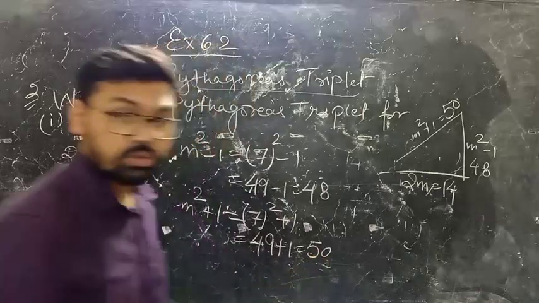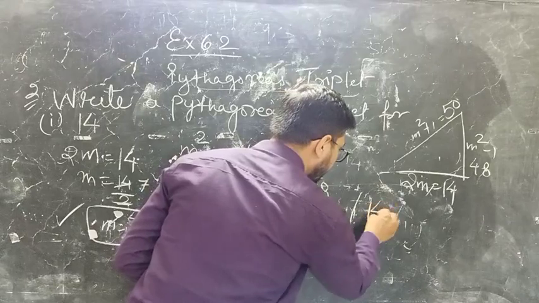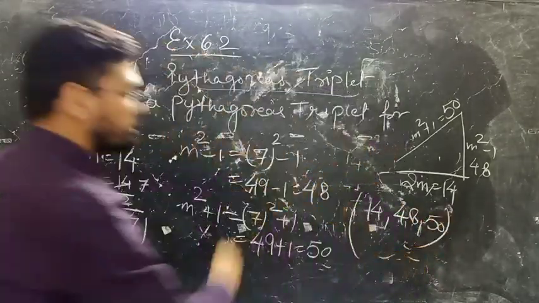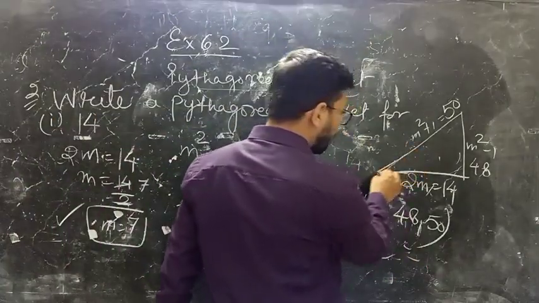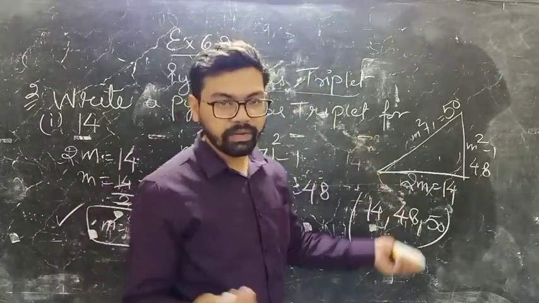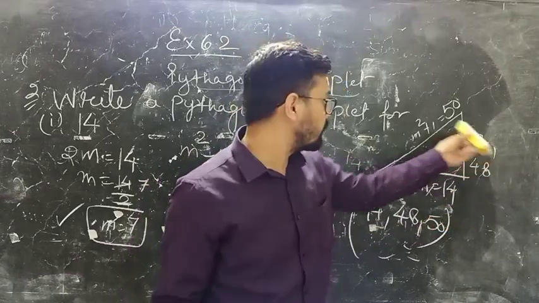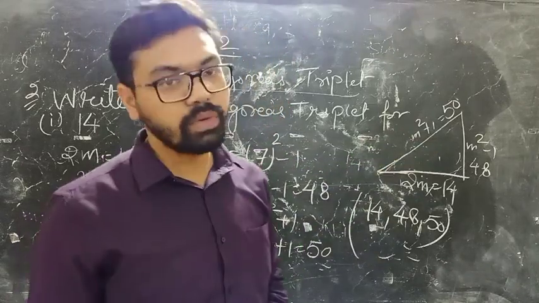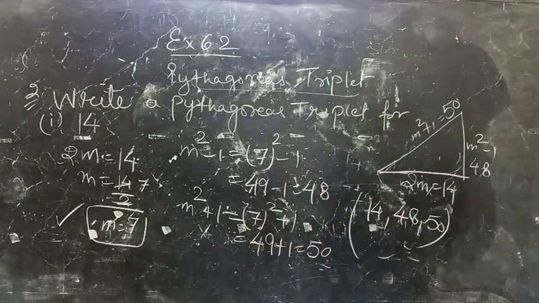So the required triplet for 14 is 14, 48, 50. Please note it down fast. So this is a general statement for a Pythagoras, for a right angle triangle: if this side is 2m, then this side will automatically be m square minus 1, so that the hypotenuse will be equals to m square plus 1. Okay? Please note it down fast. I hope these things are clear to you all, right?